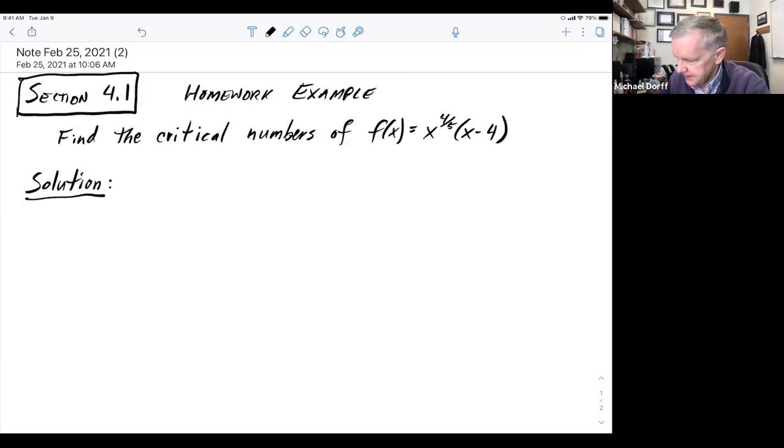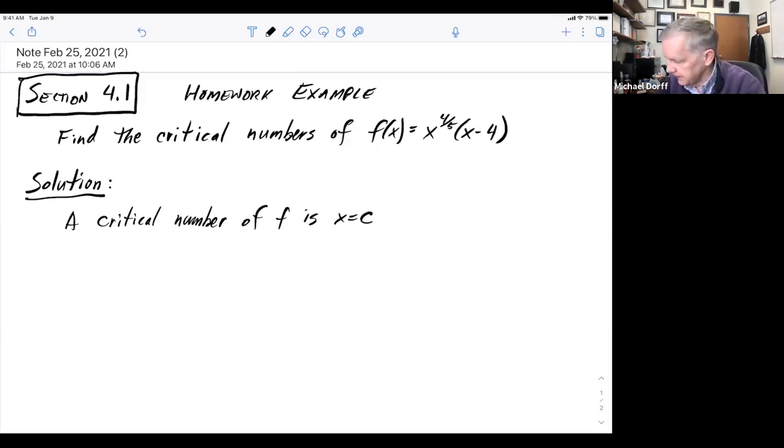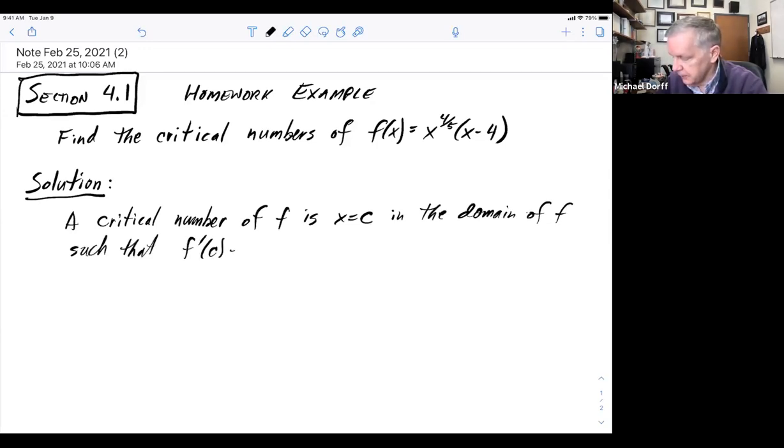So a critical number of a function f is a number, an x value, x equals c, in the domain of f such that the derivative there equals 0 or the derivative does not exist.